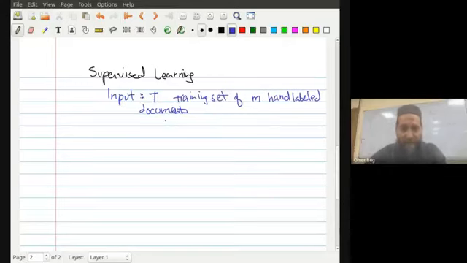So, for example, let's say this T contains this set of documents. It contains T1 with some class C1. It contains another text document T2 with some other class C2, and so forth until you have, let's say, Tm with some class Cm. So you have a set of documents which have been labeled with the class to which that document belongs.